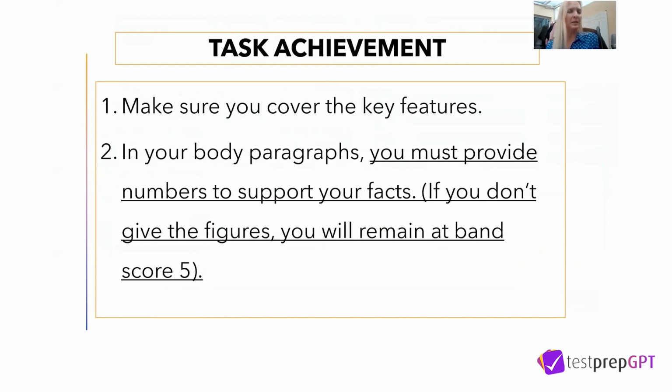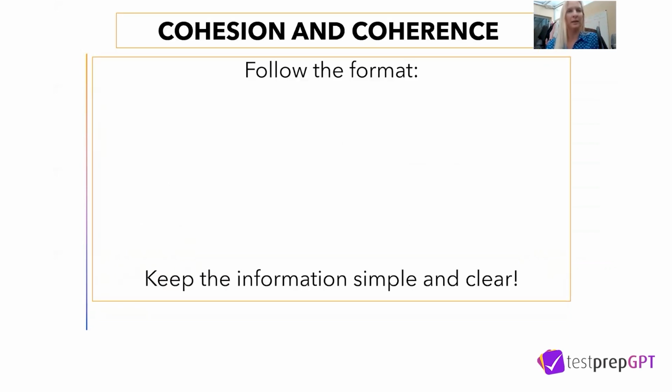In terms of task achievement, remember, task achievement is 25% of writing task 1. And so in order to reach task achievement, make sure you cover the key features of the graph. So cover all of the main ideas in the overview and go into detail in main body paragraph 1 and 2. And of course, again, provide numbers to support your facts, because if you don't, you'll remain at band score 4 or 5 if you don't give the data to back up your main ideas.